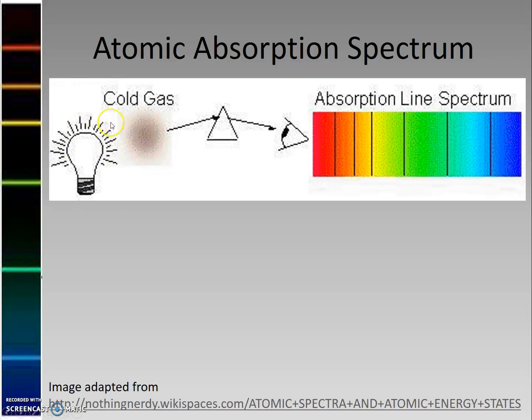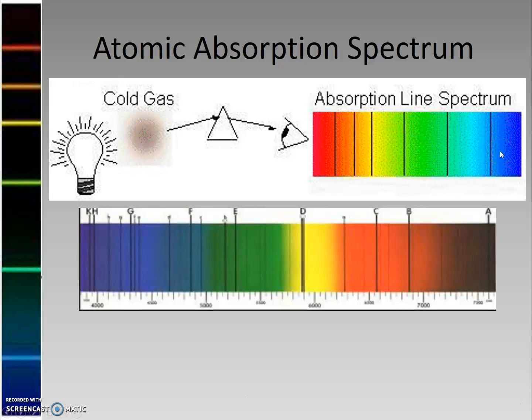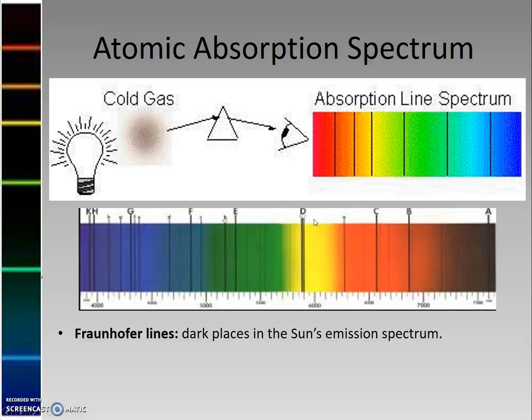The light bulb, the source, produced the smear of color, but after I shine it through the gas, I've removed some light and made dark spaces. And one of the first places we actually noticed this was in looking at the sun. So we call them the Fraunhofer lines on the solar spectrum, and astronomers will actually use them to calibrate telescopes. And those lines Fraunhofer gave different letters to.